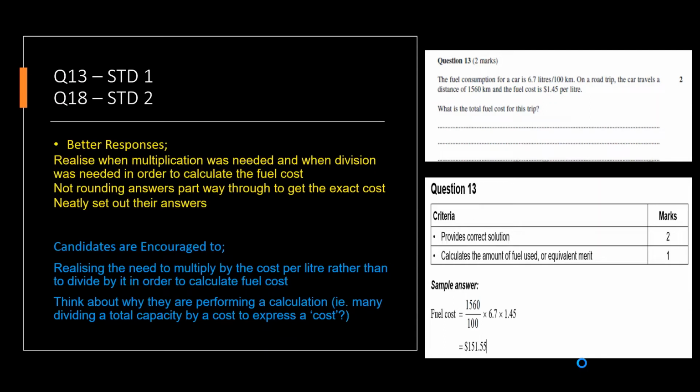The better responses, students realised when to multiply was needed and when to divide in order to calculate the fuel cost. Rounding was never executed at all until the end. And there was always just a really progressive, neat way of setting out their answers. Candidates are encouraged to realise the need to multiply the cost per litre rather than to divide by it in order to calculate the fuel costs, and think about what they are performing as a calculation.